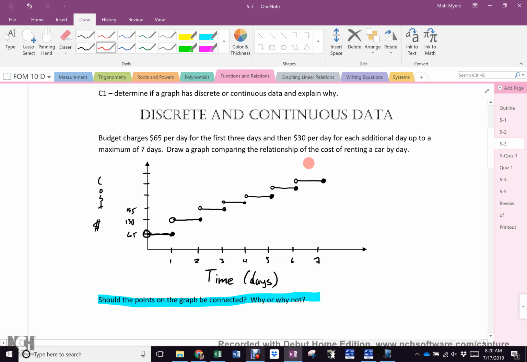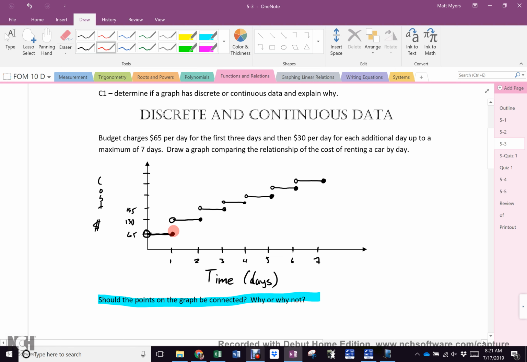So, maybe I connect these ones. Should have used a different color than red. That's connecting the dots that are there. Should I do it? That's one option. Why not, Jack? Oh, why not, Parm? You don't get a deal. According to this red line, if I rent it for less than a day, I'm paying less than 65 bucks. All right, so it can't be that one.